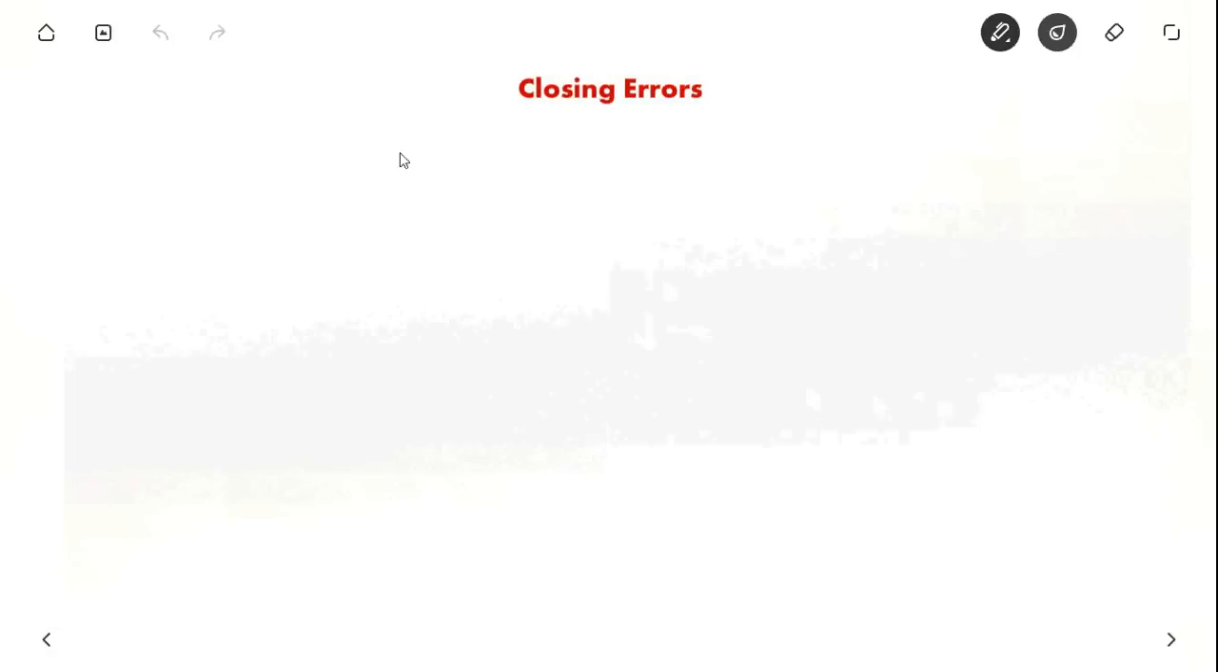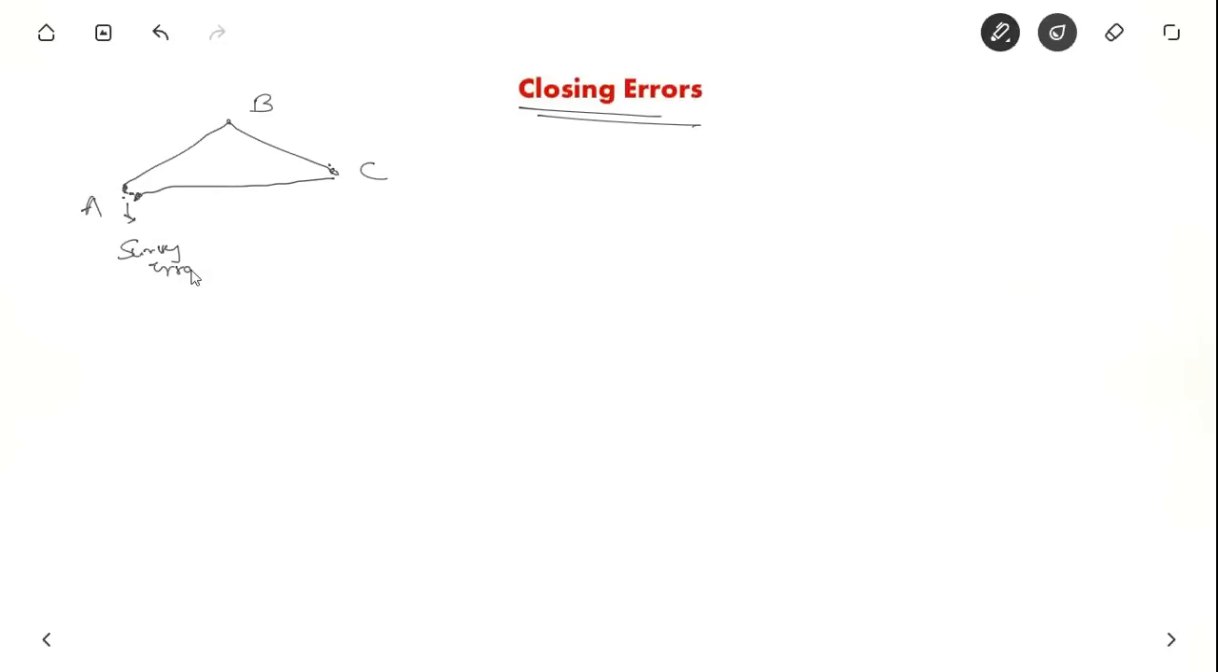Now let us see, when you do traversing, there will be some closing errors involved. Suppose you start with point A and you measure linearly and angularly point B. Then you go to point C, and then when you again close this, you may find that it won't close exactly, some error will be there. It is because during the survey you made some mistake, so there is closing error.